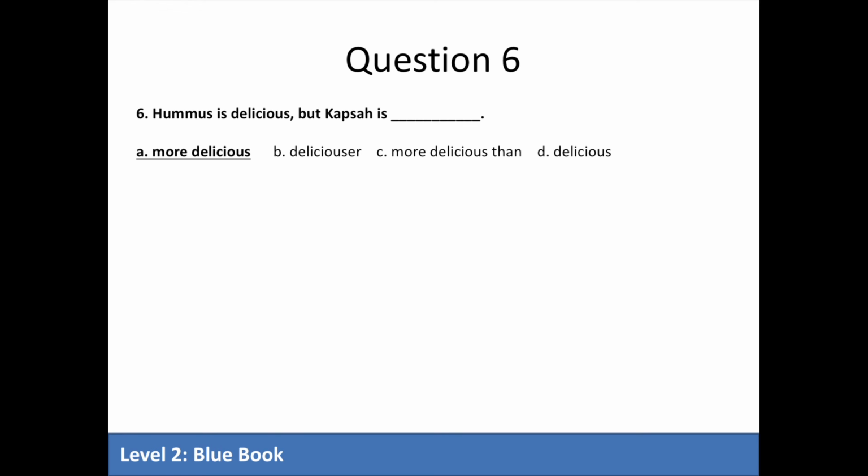Question 6. Hummus is delicious, but kabsa is blank. So in this sentence, we're comparing kabsa to hummus. We have a verb. We want to use the adjective delicious. Well, delicious has more than two syllables, so we'll need more or less than. A is the correct answer. Also remember, we don't need than because we have hummus and kabsa. We know the comparison.